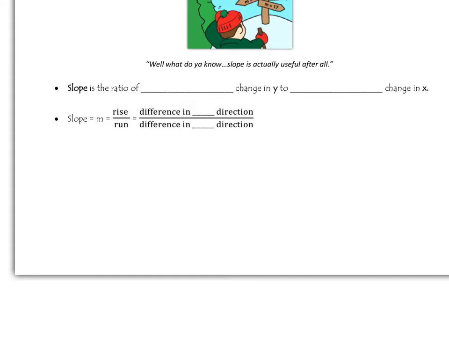So the slope is the ratio of the vertical change in y to the horizontal change in x. So what do I mean by that? It means that we're comparing how high it rises to how far over it runs. In other words, we're comparing rise to run. Rise is the difference in the y direction, and run is the difference in the x direction.